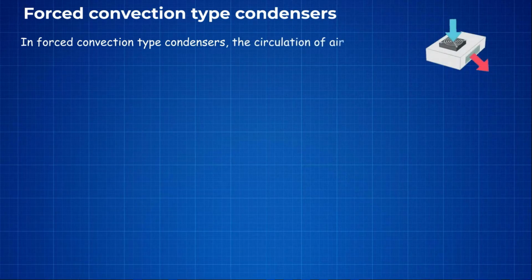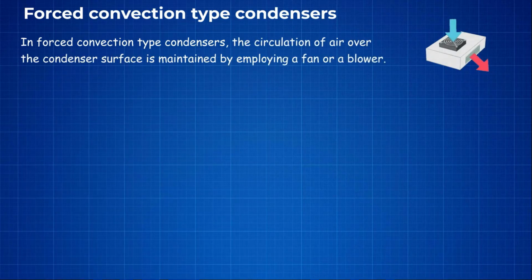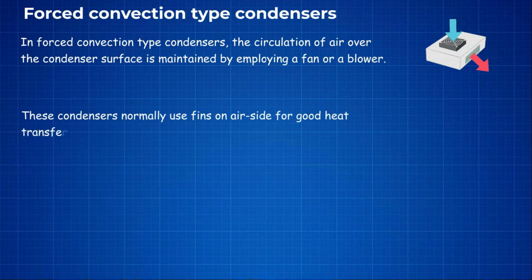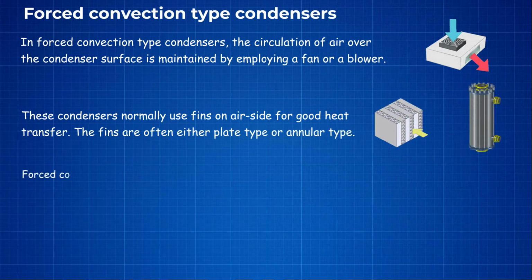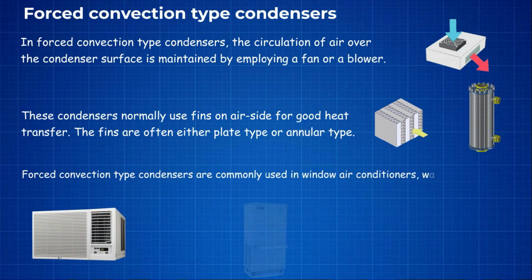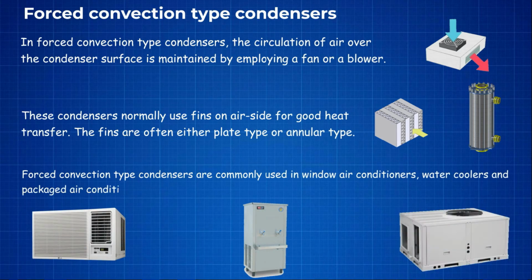Forced convection type condensers. In forced convection type condensers, the circulation of air over the condenser surface is maintained by employing a fan or a blower. These condensers normally use fins on the air side for good heat transfer. The fins are often either plate type or annular type. Forced convection type condensers are commonly used in window air conditioners, water coolers, and packaged air conditioning plants.